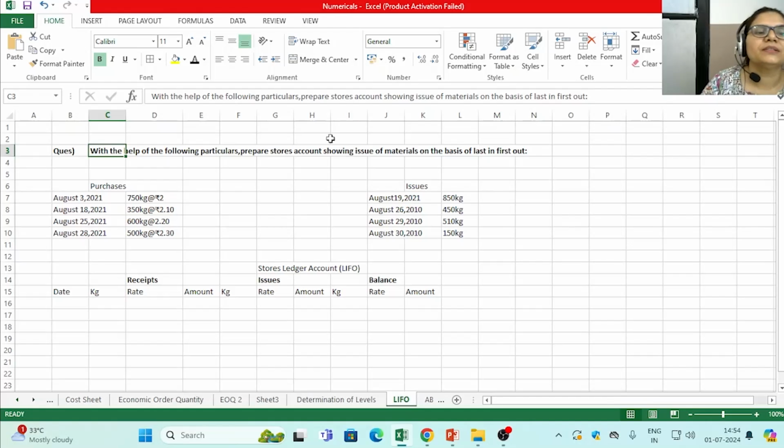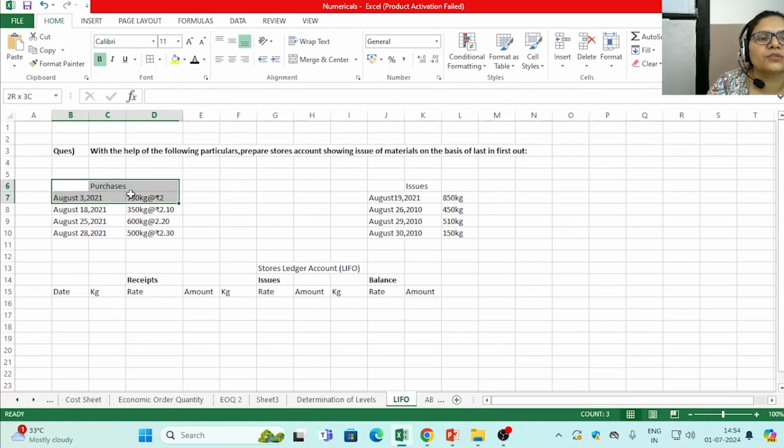The question says, with the help of the particulars, prepare a stores account showing issue of materials on the basis of last in first out. You can see in this column we have been shown purchases, and regarding purchases, details of date, quantity and price per unit are given. Similarly, we have been given issues, with date and the quantity being issued.